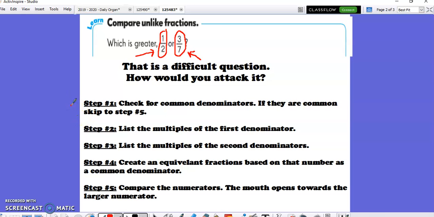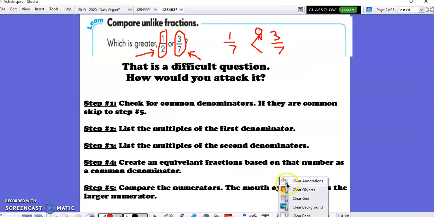Step 1 is check for a common denominator. If these two did have a common denominator, for example, let's say instead of 1/2 it was 1/7 compared to 3/7, you wouldn't have to do steps 2, 3, or 4. You could skip right down to step 5 because the way you compare any whole number or fraction is, in this case, comparing the numerators to see which one is bigger, which would tell me that 3/7 is larger than 1/7. And because that's the case, my hungry alligator would eat 3/7.